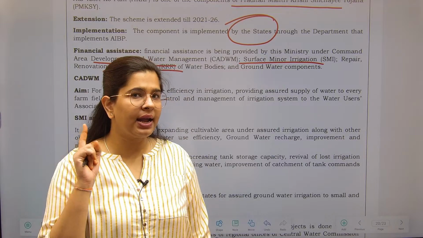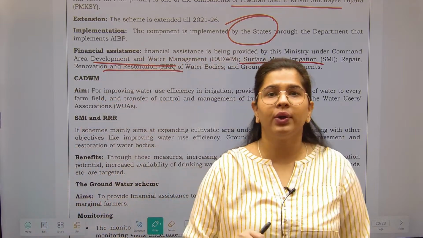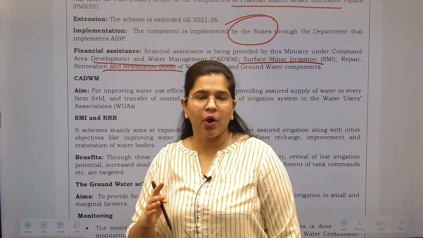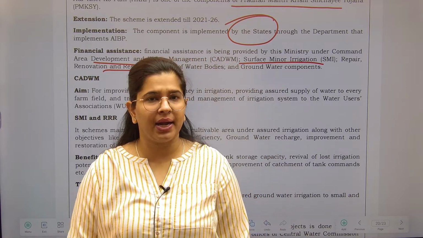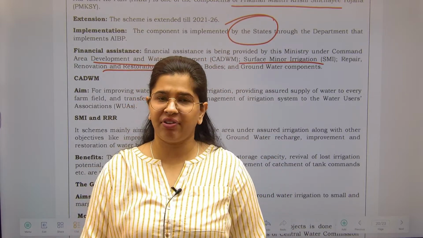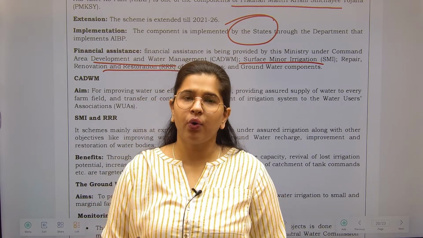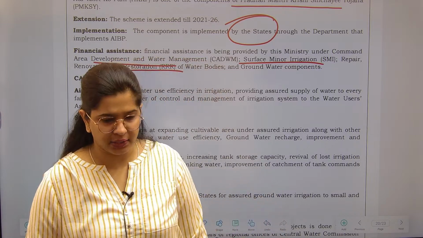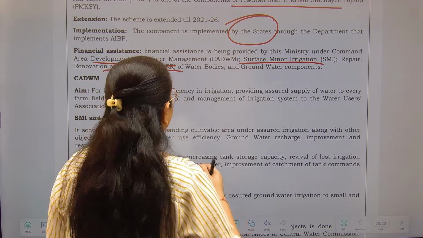Command area development, I have already told you, is the area which you have decided to irrigate, right? That is called the command area. Now if we go by the dictionary meaning, command area can have different meanings, but with relation to irrigation, the basic meaning is the area which you want to irrigate under the plan. That is called command area development, right?